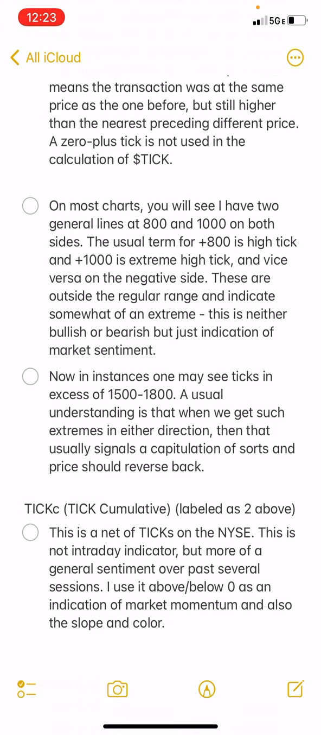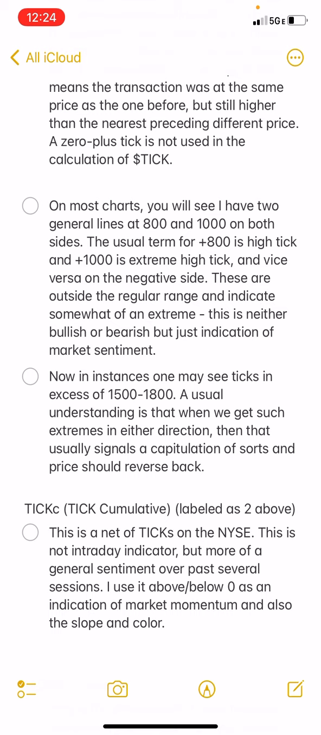Now, in some instances, you might see extremely crazy tick levels like -1,500 to +1,800, which we actually saw last week on Monday. Usually when you see that, those are extreme readings, super oversold, capitulation. We're maybe starting to reach a bottom and we might bounce back. And that's exactly what we saw last Monday. If you look at the chart, ES was in the low 4,200s, and from there we bounced a good 100 points.